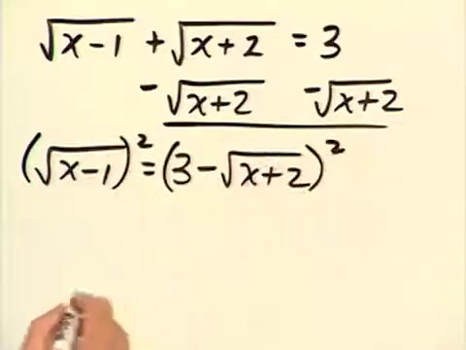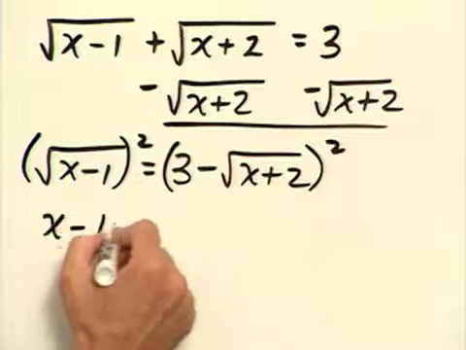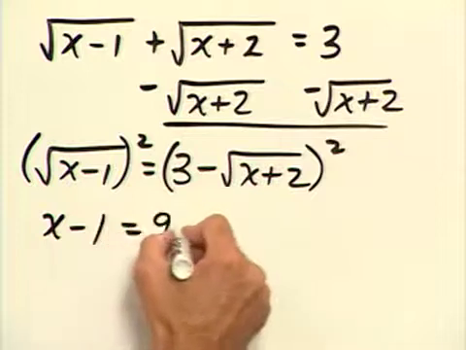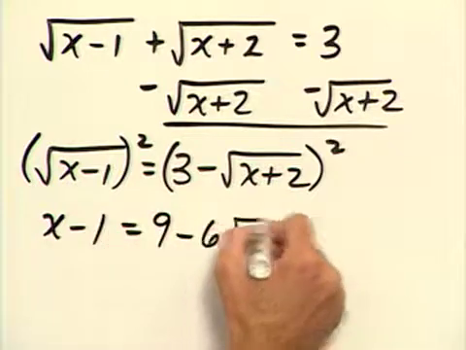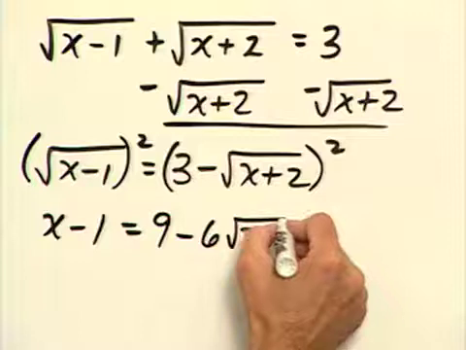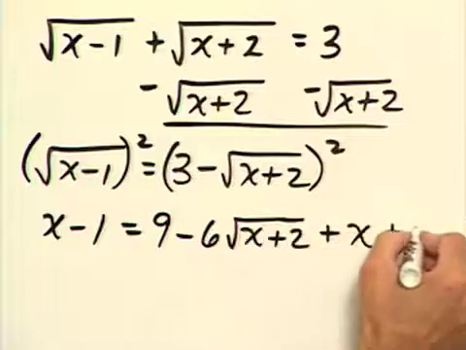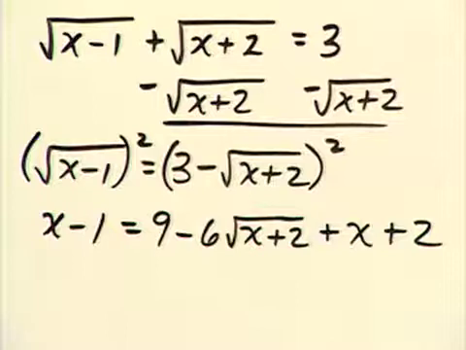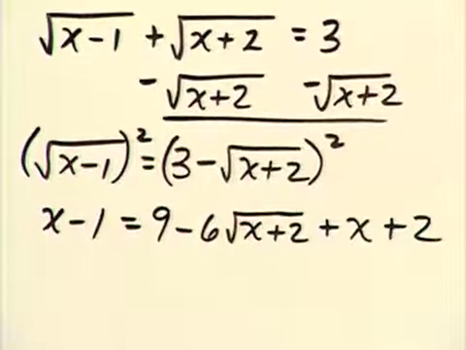On the left side of my equal sign, I'm going to be left with x minus 1 equals, and on the right side, remember I'm multiplying two binomials basically here together, 3 minus the square root of x plus 2. And when I do that, I'm going to have 9 minus 6 square roots of x plus 2 plus x plus 2. Notice that I eliminated one of my radicals, but I still have one more left. So now I need to isolate this radical and do the same process.